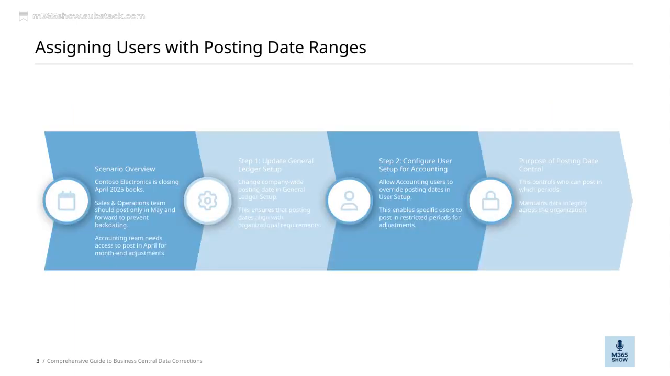In this slide, we're focusing on assigning users with posting date ranges, which is a crucial part of managing data accuracy in Business Central. This control essentially determines who can post in which periods, helping us maintain data integrity across the organization. It's a way to ensure that transactions are recorded in the correct time frames, avoiding errors and backdating issues. The purpose of this posting date control is to give us flexibility.